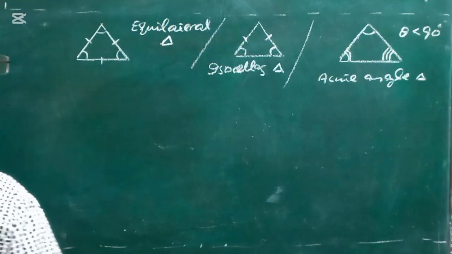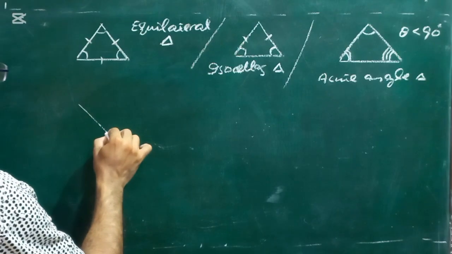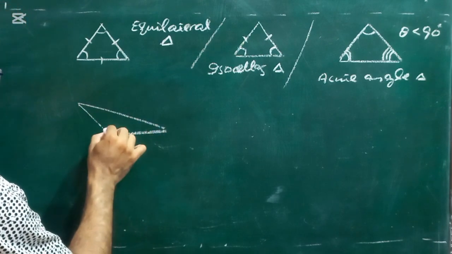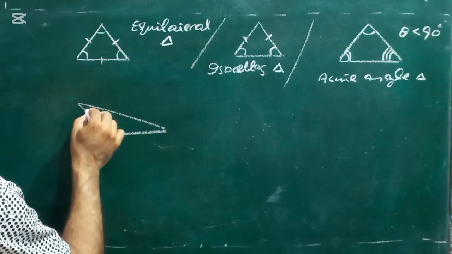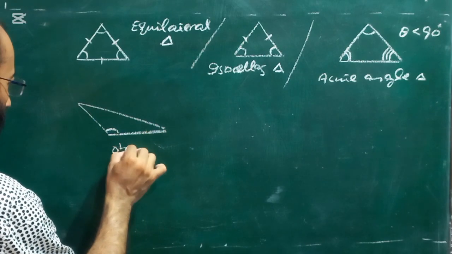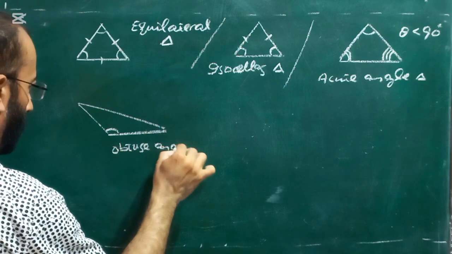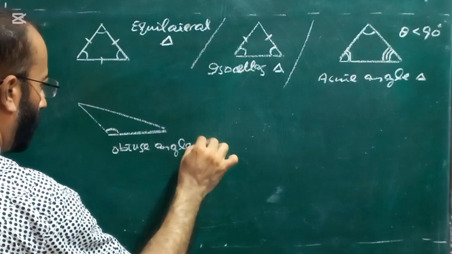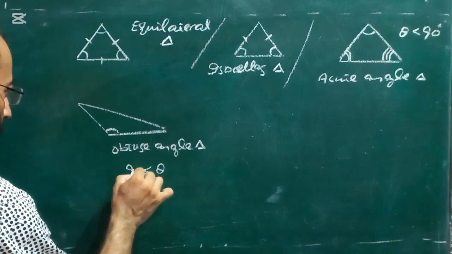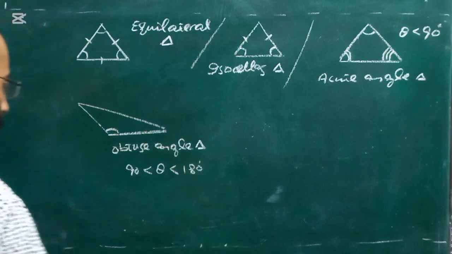The next type is a triangle in which one angle is an obtuse angle. So this is called an obtuse angle triangle. An obtuse angle is an angle which is greater than 90 degrees and lesser than 180 degrees.